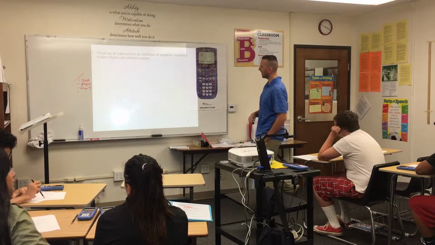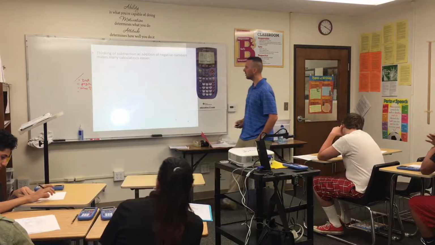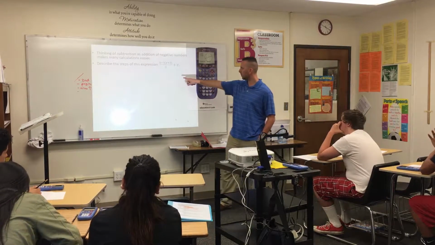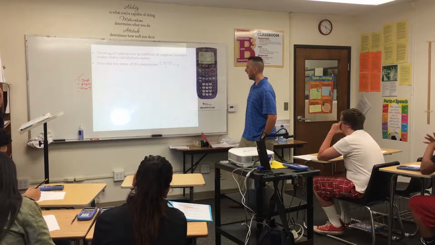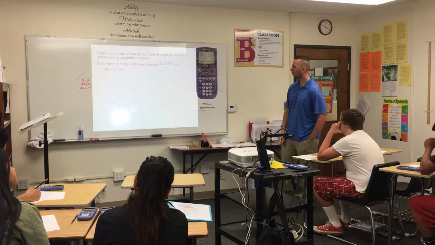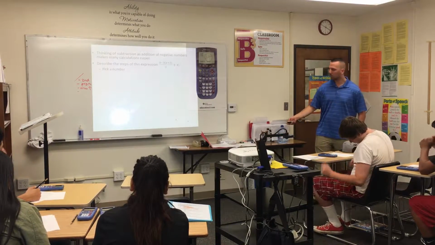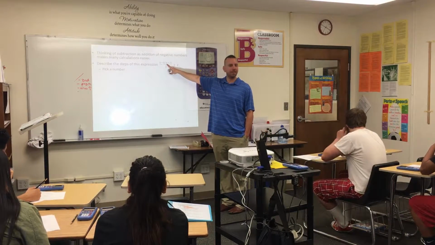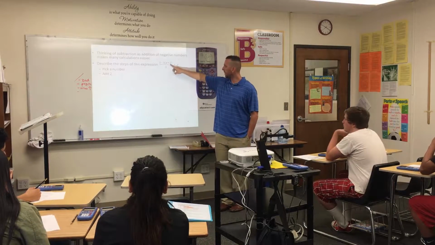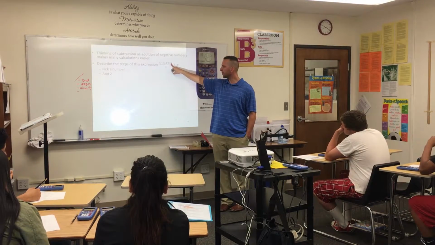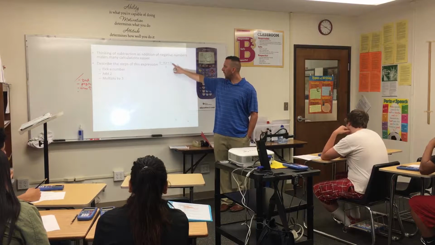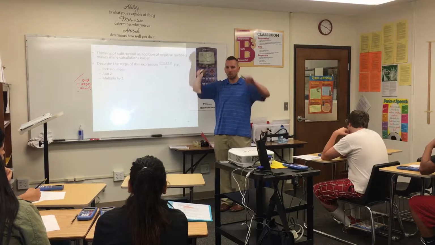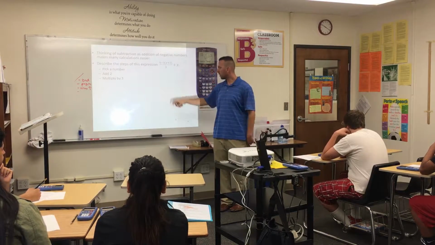Okay. Very good. Awesome. Okay, so thinking of subtraction as addition of negative numbers, many calculations can be easier. So if we describe the steps of this expression, okay, so we're going to pick a number. We're just gonna explain the process. We're going to pick a number which is what? X. Good. Adding 2. Okay. So we add 2, right? Good. And then what do we do in order to multiply that by 3?